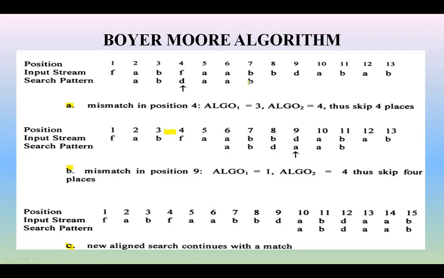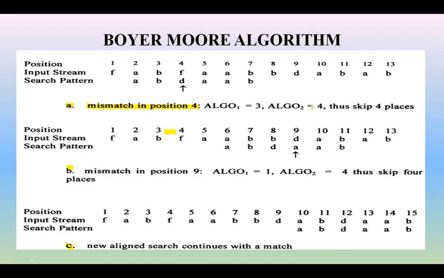This is the first, second, third, fourth position. At the fourth position, the mismatch occurs. So the mismatch position is position number 4. Boyer-Moore algorithm always compares from right to left, so starting at the seventh position, 7, 6, 5, 4, the mismatch occurs at position 4. So this shift is 4 spaces.